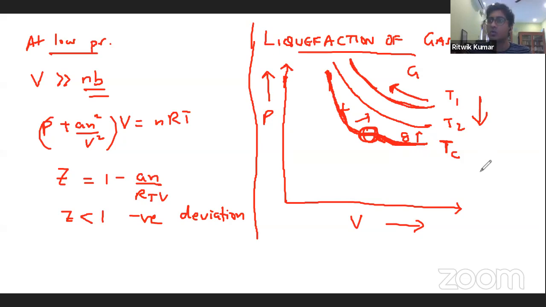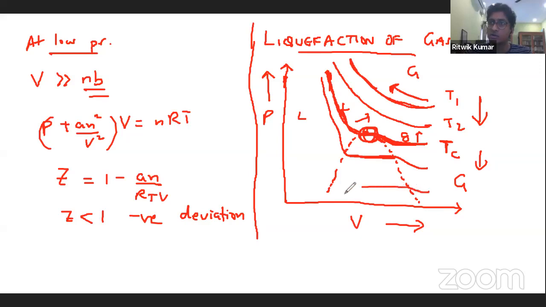Now, if we go to a lower temperature, what happens? You'll see that the range through which the liquefaction occurs increases, and you'll see the steep slope. So it's a liquid here, it's a gas here. Now, if you lower the temperature more, the range at which the liquefaction occurs also increases. The temperature decreases as you go down.